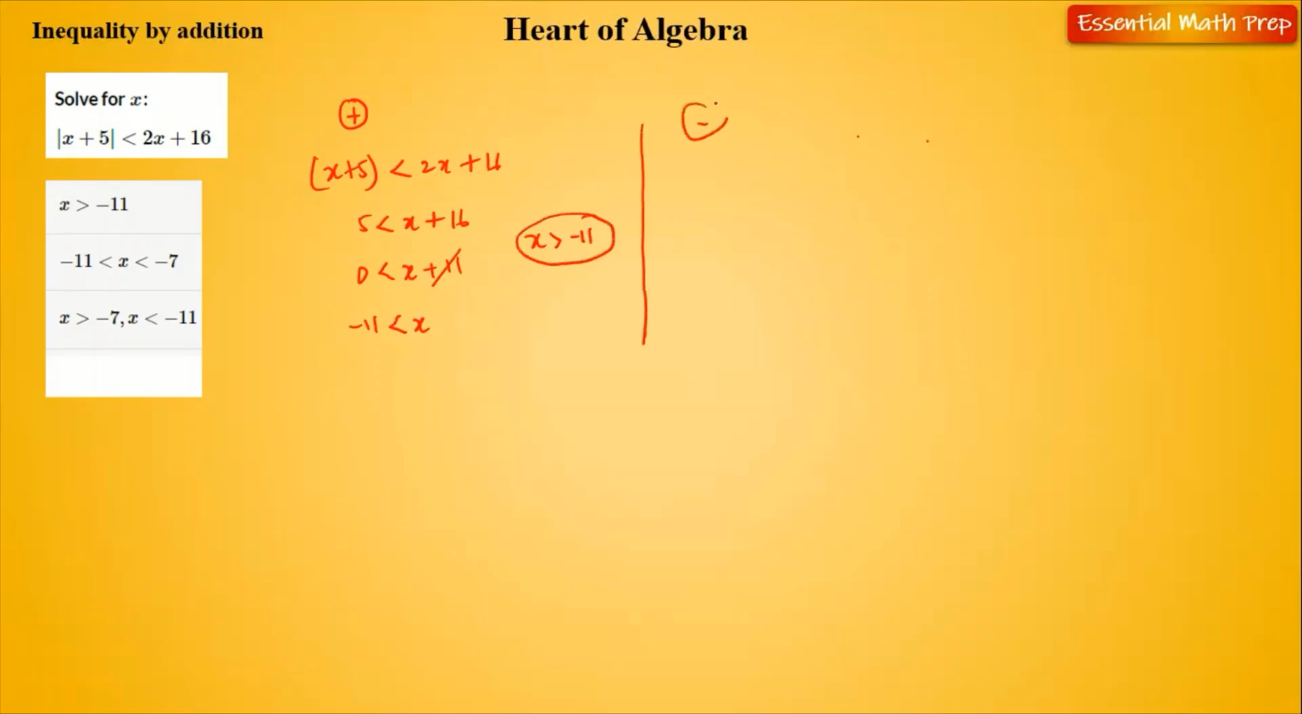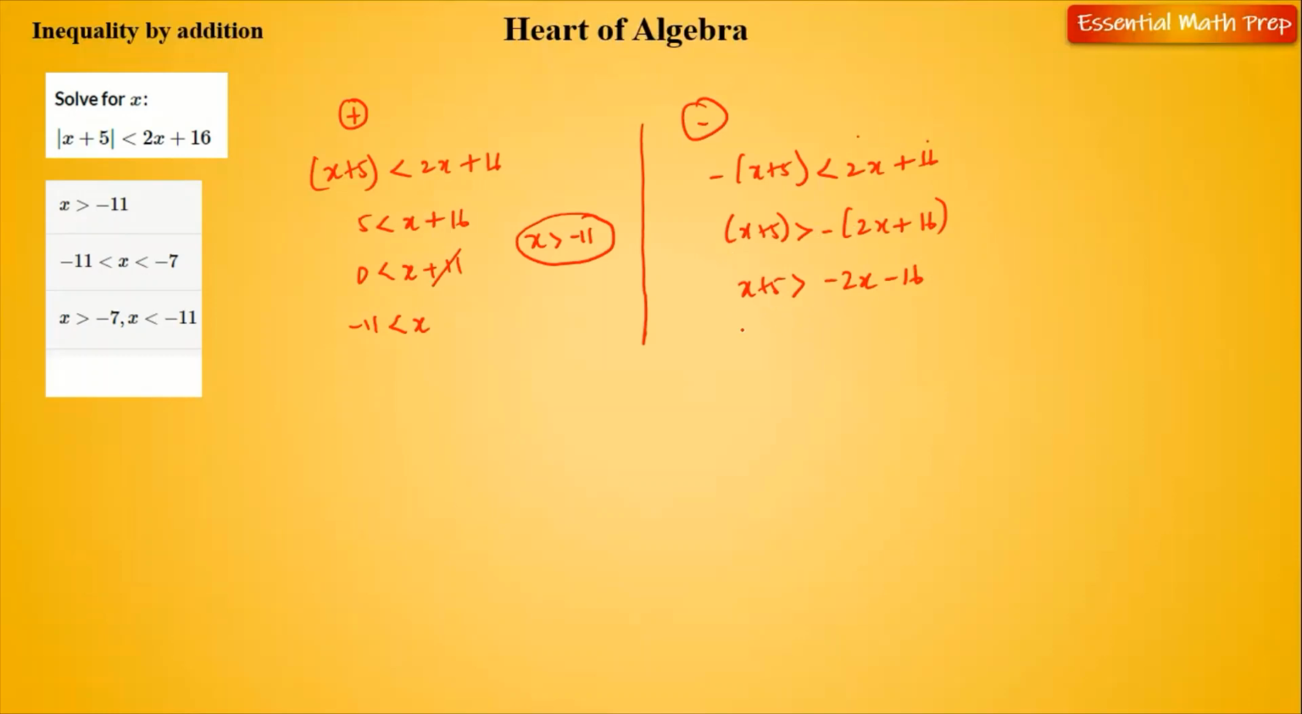Let's do the negative domain. So we have negative of x plus 5, which is less than 2x plus 16. We could multiply or divide negative on both sides, in which case the sign of the inequality changes, but also don't forget to add a negative to the right side and put the terms within a bracket. So now let's go ahead and multiply through the negative into the terms. So it'll be negative 2x and negative 16.